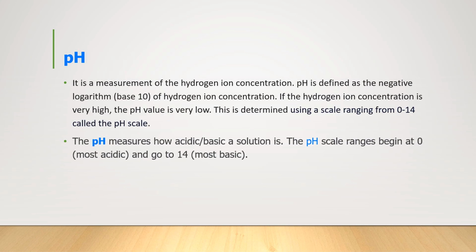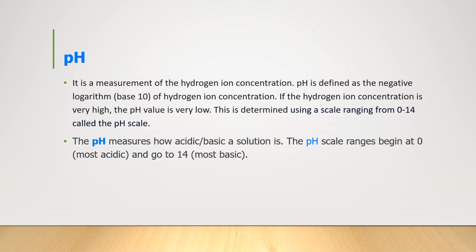First of all, the definition of pH. What is the definition of pH? The measurement of the hydrogen ion concentration. The pH is defined as the negative logarithm of hydrogen ion concentration. If the hydrogen ion concentration is very high, the pH value is very low.